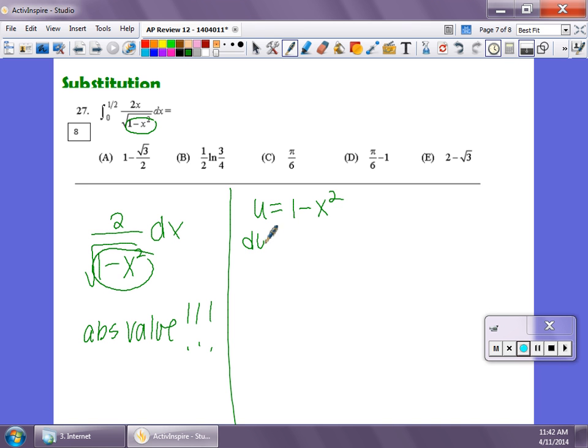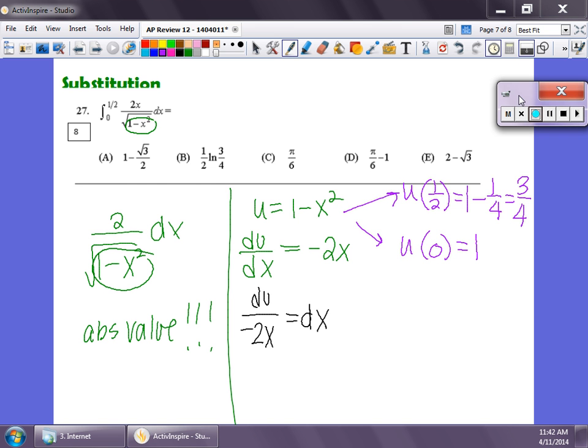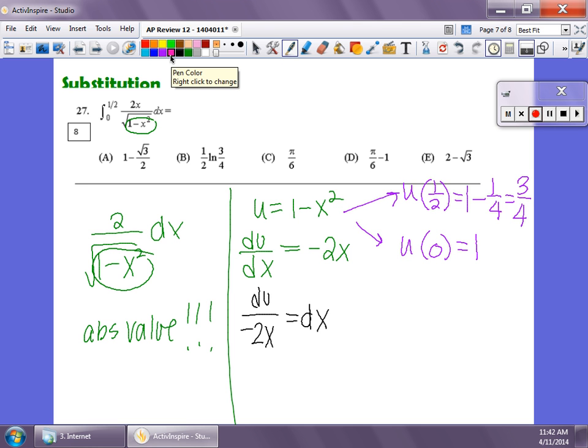So the next step is to find the derivative. And this problem is with respect to x. That would be negative 2x. And then solve for dx. So du divided by negative 2x is equal to dx. Because this is a definite integral, you're also going to have the extra step of finding the new limits. In this case, u of 1/2 would be 1 minus 1/2 squared, which is 1/4, so 3/4. And then u of 0, which is 1 minus 0, so that's just 1. Therefore, the brand new problem will end up having those limits.